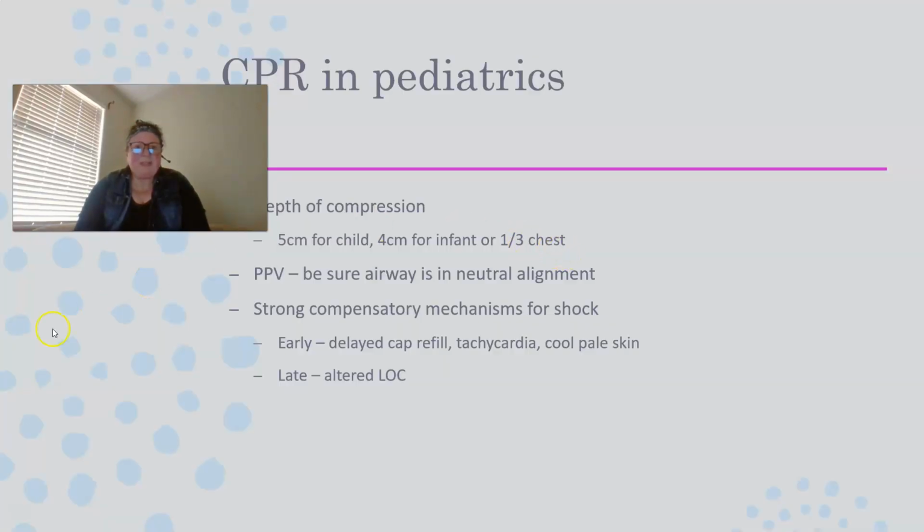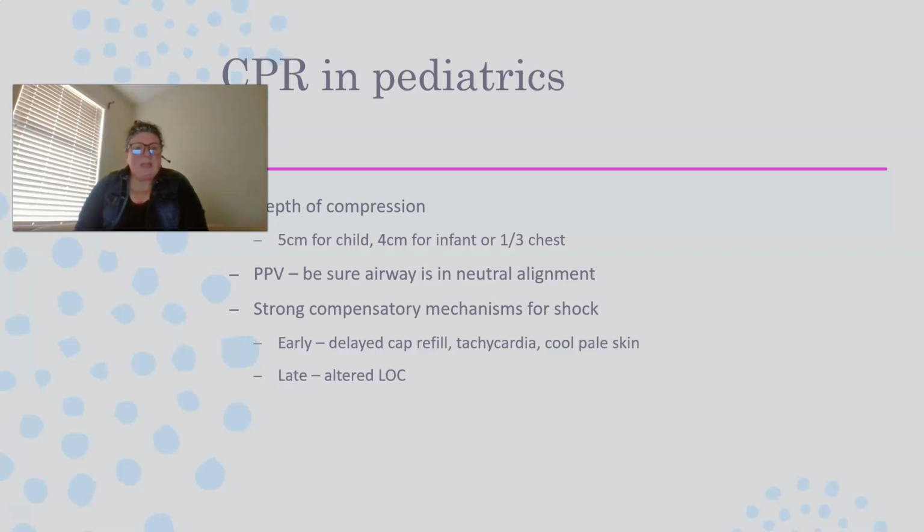Just a couple reminders for CPR in pediatrics. The depth of compression is the same for an adult and a child, 5 centimeters, and 4 centimeters for an infant, and for both of those, it could also be one third of the chest. For positive pressure ventilations, we want to make sure the airway is in neutral alignment. Again, we may need to put padding underneath the scapula or the torso.